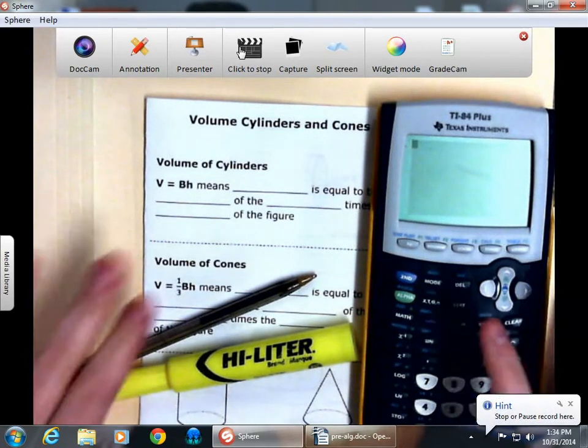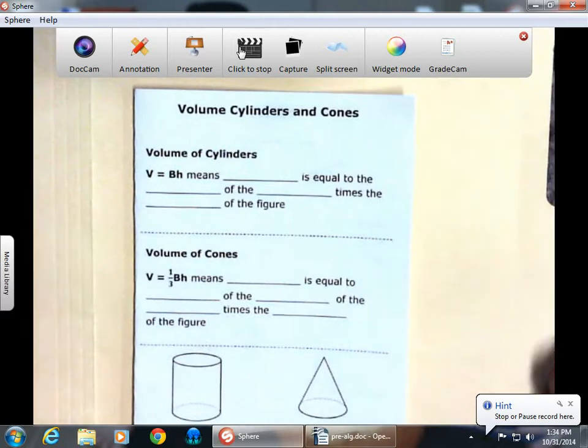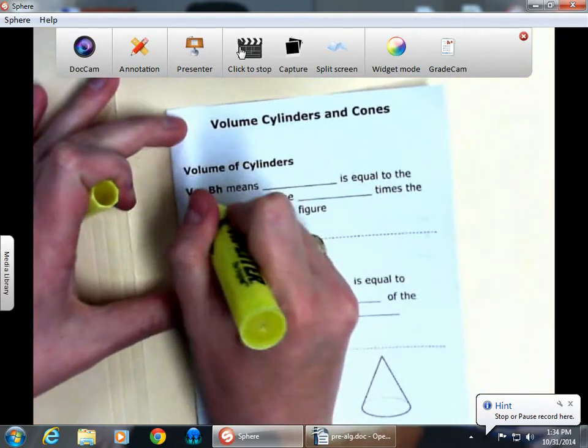Okay, today we're going to do a little bit of volume with cylinders and cones. You will need your notes, calculator, a pencil, and a highlighter. We're going to start here with volume of cylinders at the top. You have your formula right here if you want to go ahead and highlight that.